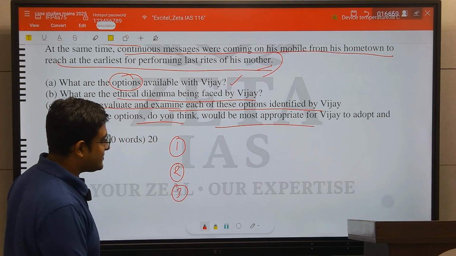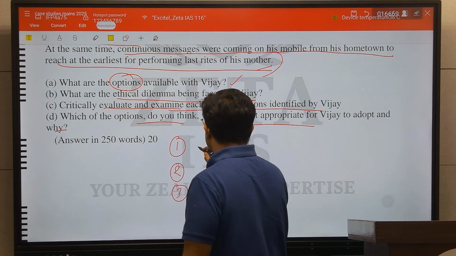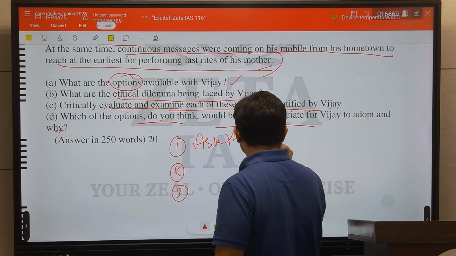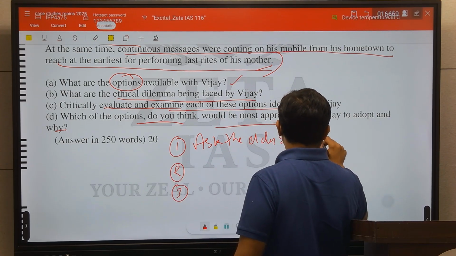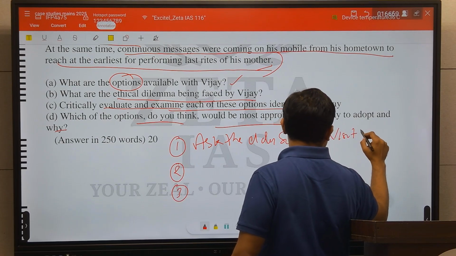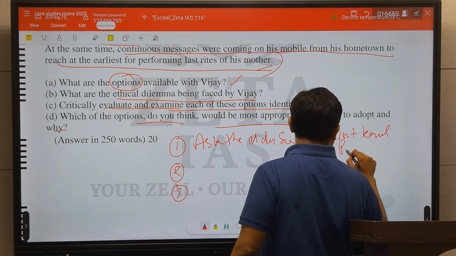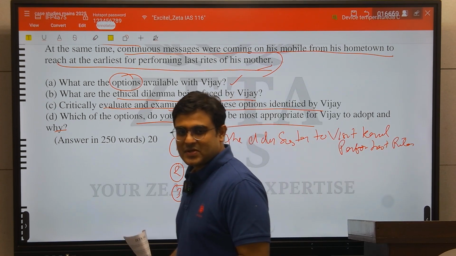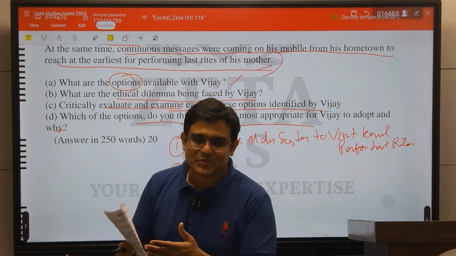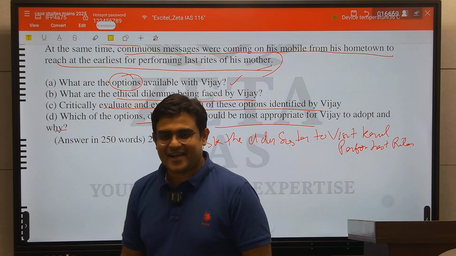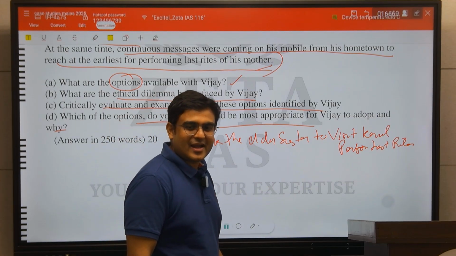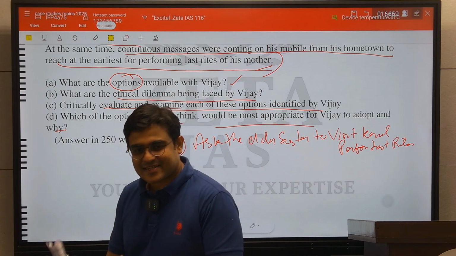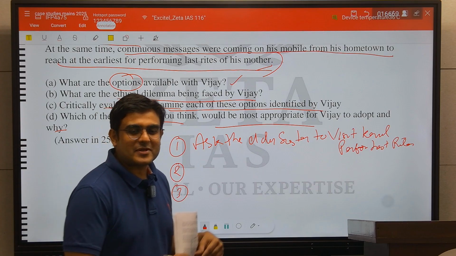First option can be what? So write the options. Ask the elder sister to visit Kerala and perform the last rites. Yes, she is in the US. US to India, flight takes around 14 to 20 hours only. So she can visit and perform the last rites. And she will also break that negative social morality, that last rites should be performed by the son. She's the elder sister, so that message will also go.